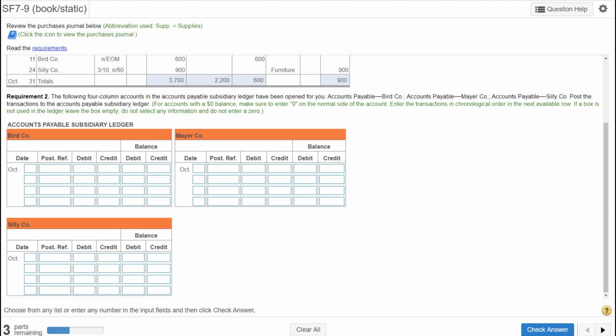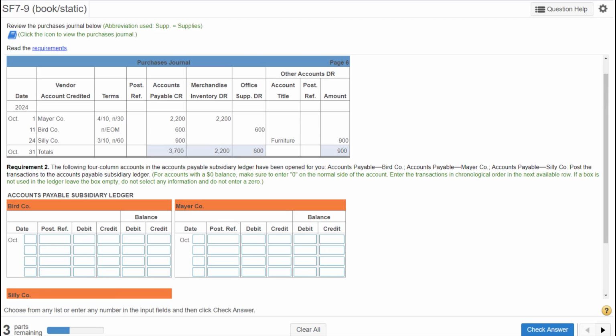Now we've got our AP subledger. Remember, the reason we have our AP subledger is because if your boss says we need to pay off the Mayer Company, how much do we owe them? You can't just look at here and assume that this is the only transaction we've had with them. So you would post that to the AP subledger, and there you can find your current balance. It just so happens that there are no previous balances for these three vendors.